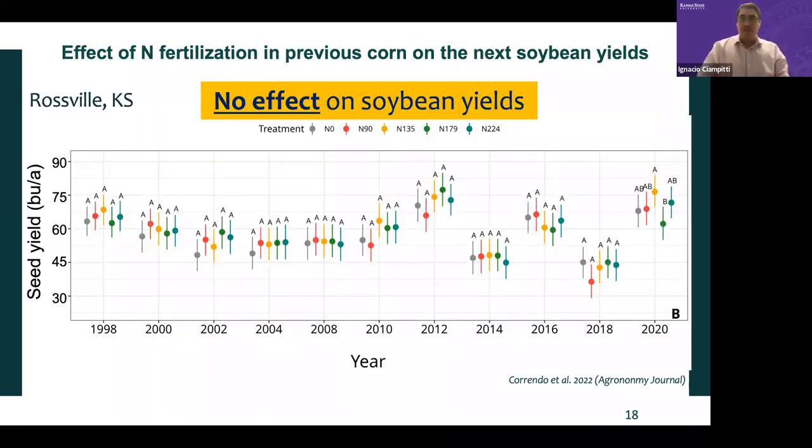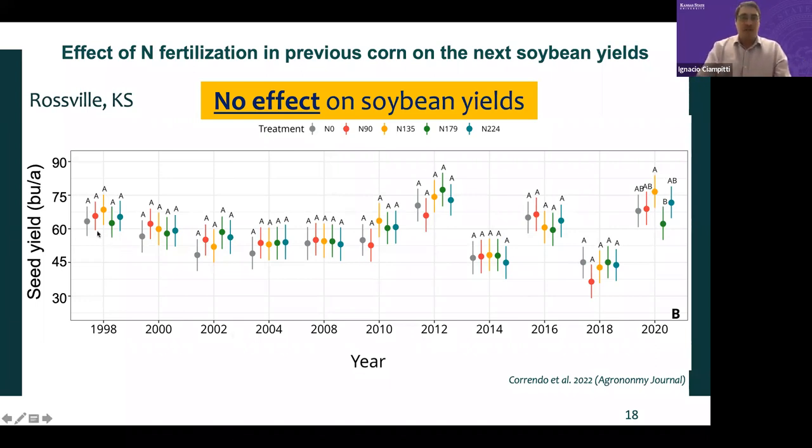Just to finish some of the things I wanted to mention from this introduction quickly, we also started thinking about what happens if we look at fertilization of corn and what is the impact on soybean yields. So if we tend to over-fertilize corn, do we see a negative impact on soybean yields? And this is a study that has many, many years. It has been done in Kansas, and what we are presenting here is just soybean yields.